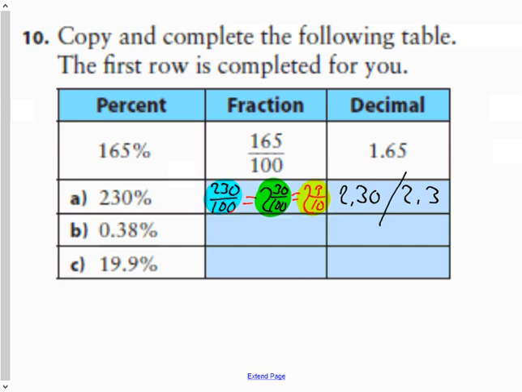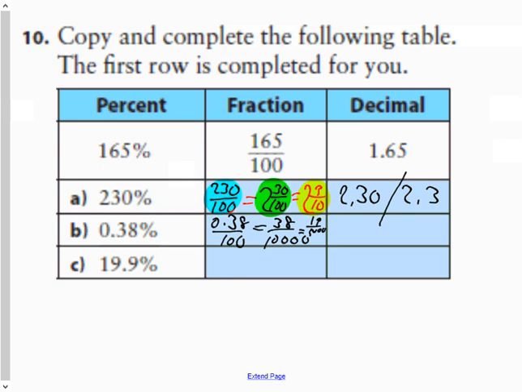Your next question is 0.38%. So as a fraction, this is the bad version of the fraction, right? We don't want to have decimals in our fractions. So I have to multiply both by 100 because I want to move the decimal 2 places. So once I multiply by 100, I get 38. Once I multiply 100 by 100, I get 10,000. So 38 10,000ths, which in lowest terms is 19 5,000ths, because both are divisible by 2.